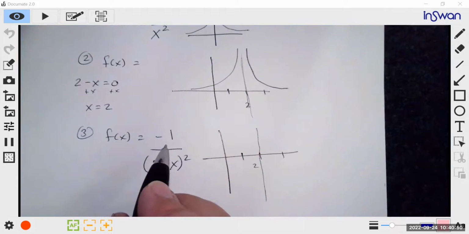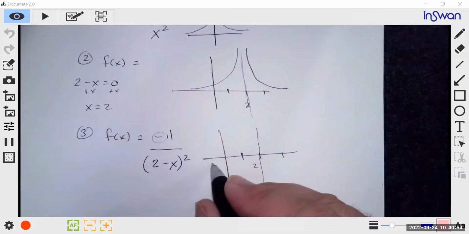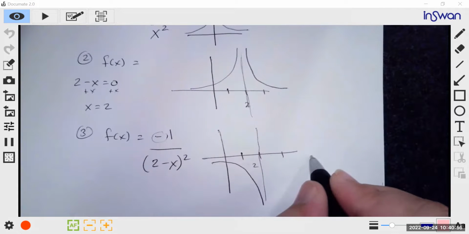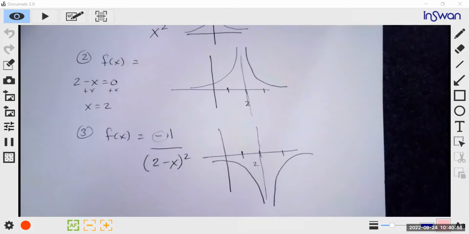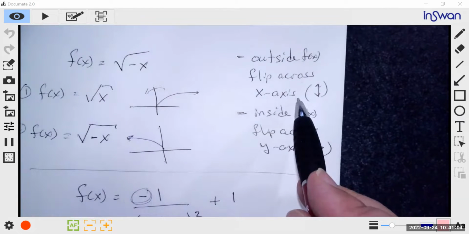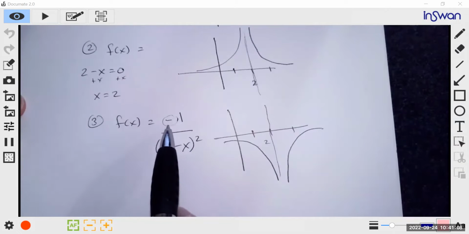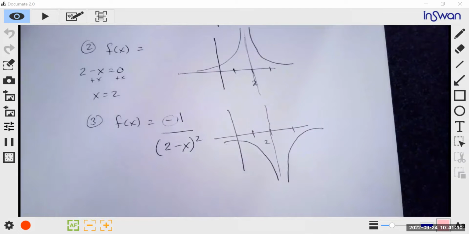Since it's negative in front, remember, if it's on top, it could be out in front. It tells me I have to flip my graph across the x-axis. If the negative is outside, flip across the x-axis. This negative is outside that, so I flip across the x-axis.